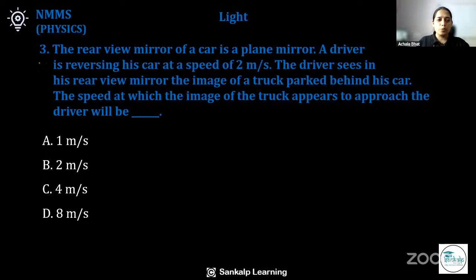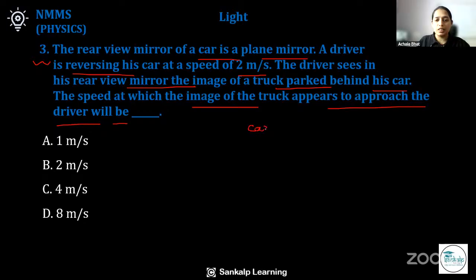Let us see question number 3 of NMMS Physics chapter Light. The rear view mirror of a car is a plane mirror. A driver is reversing his car at a speed of 2 meters per second. The driver sees in his rear view mirror the image of a truck parked behind his car. The speed at which the image of the truck appears to approach the driver will be.